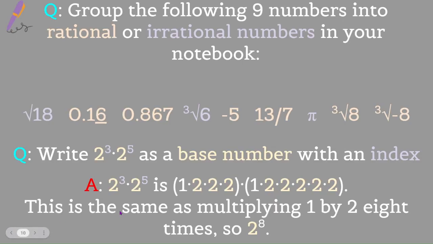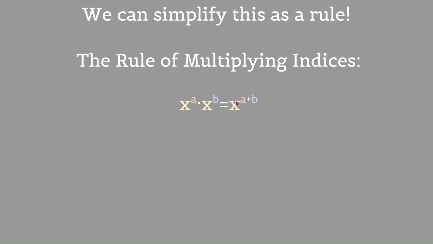So the rule of multiplying indices, right? If we go back for a second, if we turn this 2 into an x, so it can be any number, and we turn these into values like a and b, so they can be different numbers, we could say that x to the a times x to the b equals x to the a plus b, right? Because with our 2, we did 3 plus 5 equals 8, right?